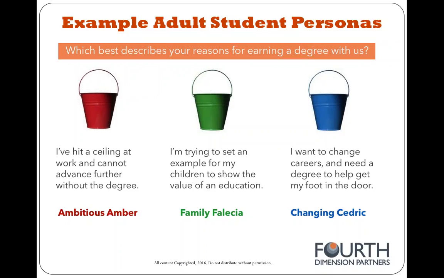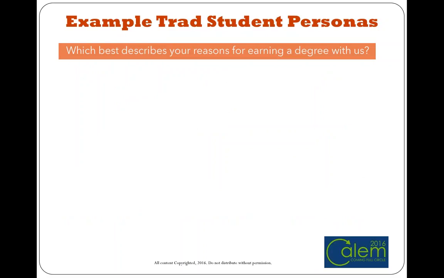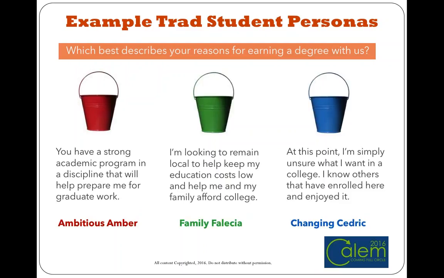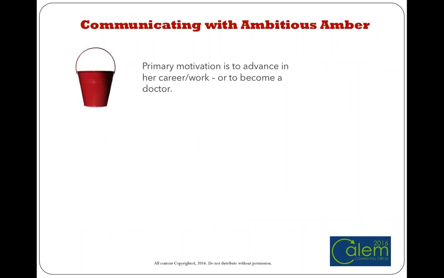Do those make sense? I'm just giving you a couple to show the difference in how I might do this with trad programs. Ambitious Amber as a trad student might select: you have a strong academic program in a discipline that will help me prepare for graduate work. Boom, we know somebody wants to go to grad school right away. Others: I want to stay local to keep my costs low. I'm unsure what I want to major in college. With Amber, we know her primary motivation is to advance in her career or to become a doctor. That's the trad side.